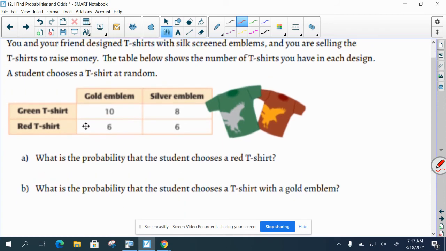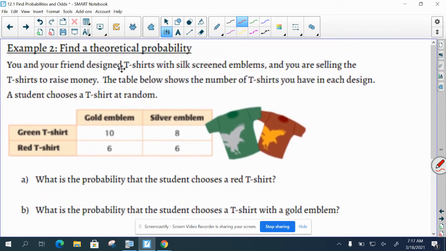So here's an example. This says you and your friend design t-shirts with silkscreen emblems, and you are selling the t-shirts to raise money. The table shows the number of t-shirts you have in each design. These are the number of t-shirts that you have, and the question is: what is the probability that the student chooses a red shirt?